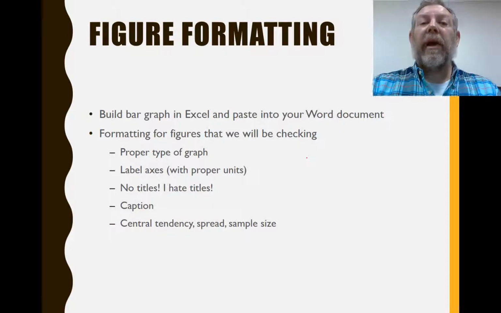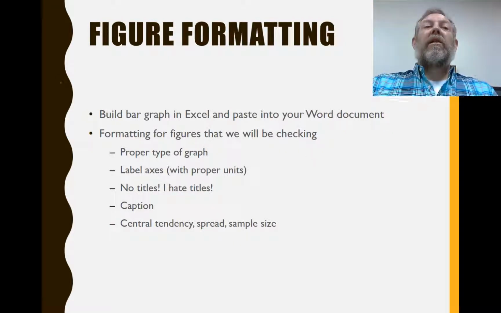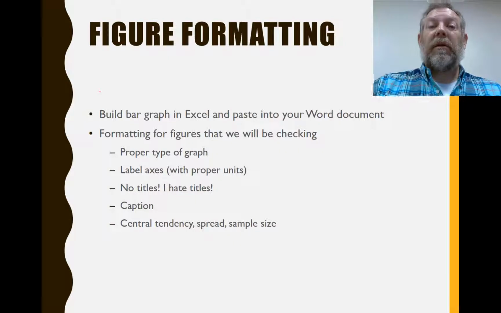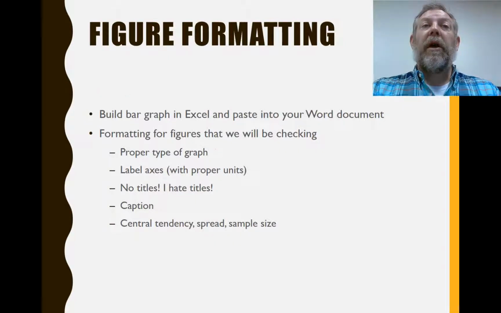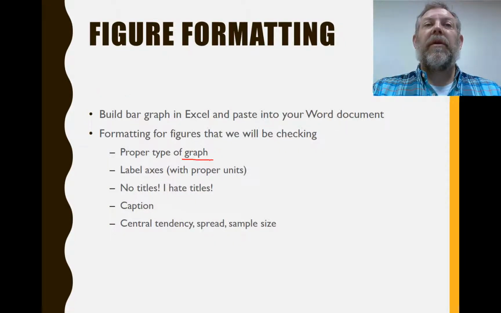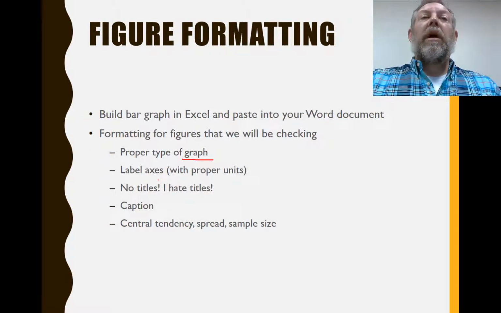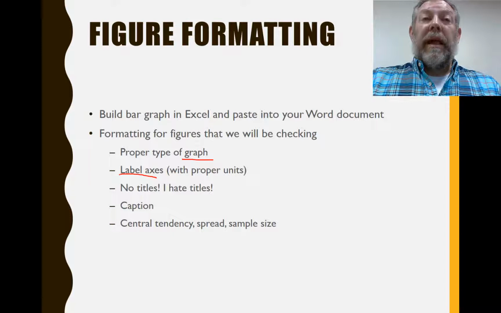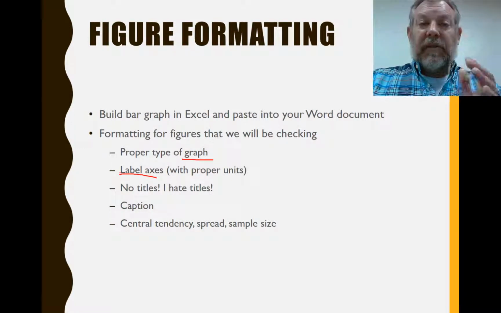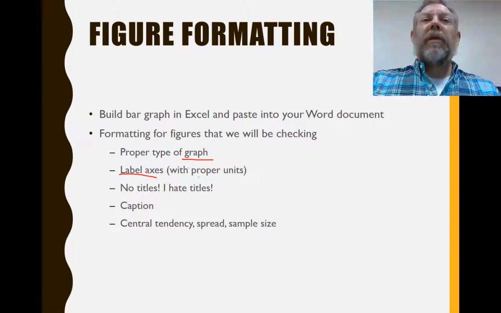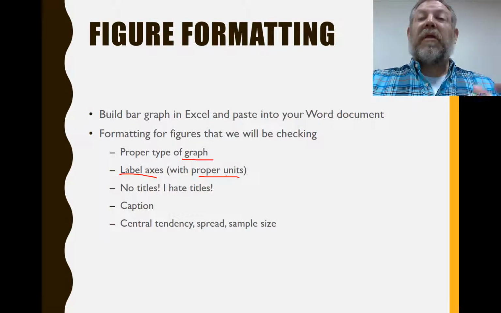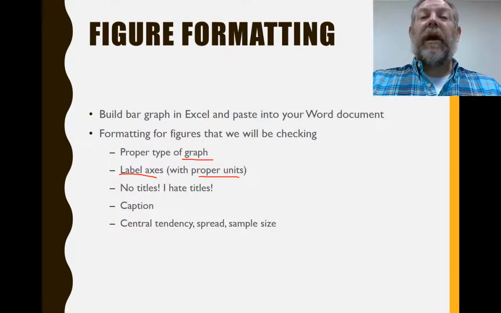When we look at the figures that you make, here's a list of things that we're going to be checking. This is what you've got to do to have a proper figure. You've got to have the proper type of graph, which is just a bar chart this time. The axes need to be labeled, so I need to know what's on the x-axis and on the y-axis. I also have to have proper units, okay? You've got to tell me, is this temperature? If it's temperature, is it in Celsius? Is it in Fahrenheit? And so on and so forth.